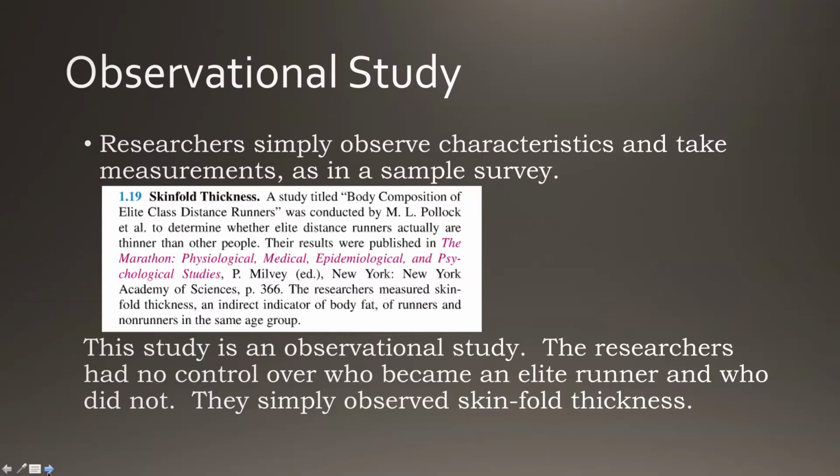A study titled Body Composition of Elite Class Runners was conducted by M.L. Pollock to determine whether elite distance runners actually are thinner than other people. Their results were published in that medical journal. The researchers measured skin fold thickness as an indirect indicator of body fat of runners and non runners in the same age group. Now, this is an observational study. The researchers didn't have any control over who became an elite runner and who did not. They simply observed the skin fold thickness, okay? They didn't make any kind of treatment or control, or they didn't do any kind of experiment to it, notice. They just took a measurement and observed what that measurement said. So that is an observational study.